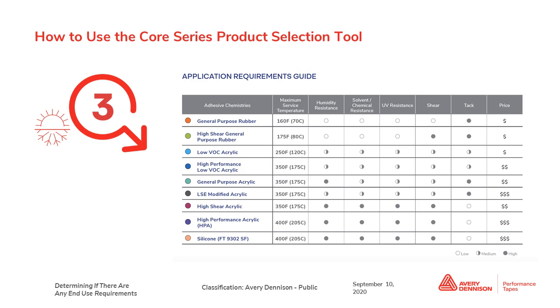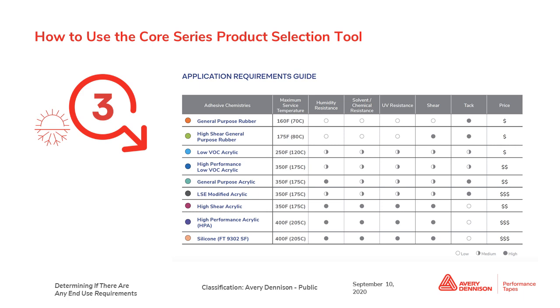So if you have the Core Series product selection tool with you, you'll see step 3 in the pamphlet. And we have a handy-dandy chart here, which is the application requirements guide. This will walk you through those different end-use requirements and what type of tape we would recommend for it. The first column there is going to be the adhesive chemistries. Again, as Deanne mentioned, they're color-coded, so as you move throughout the product selection tool, you'll be able to follow the colors if you're moving along by tape.